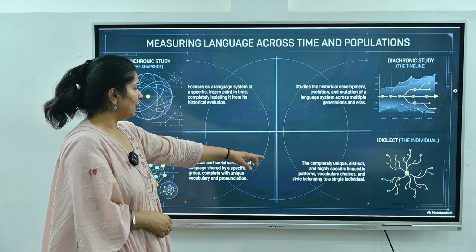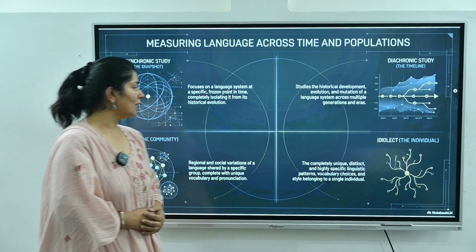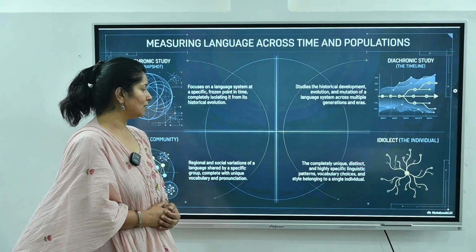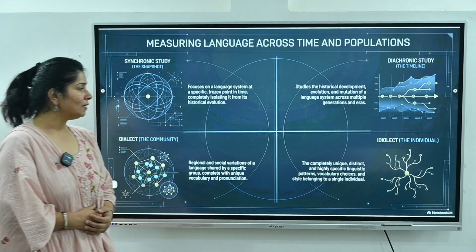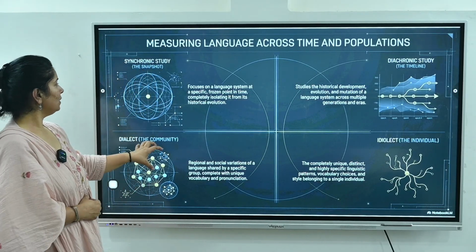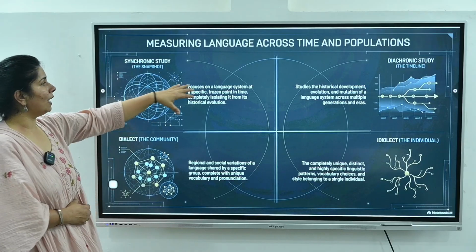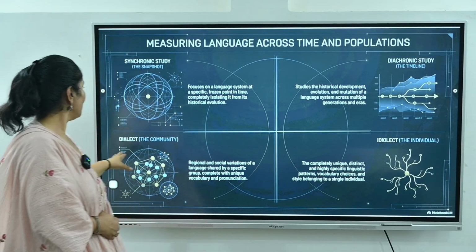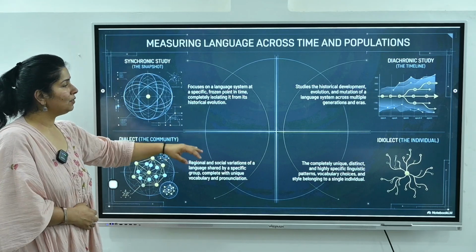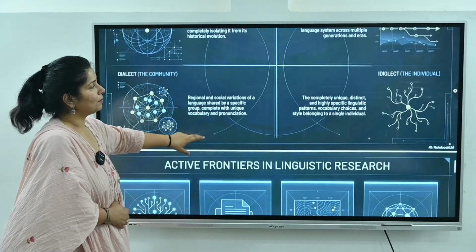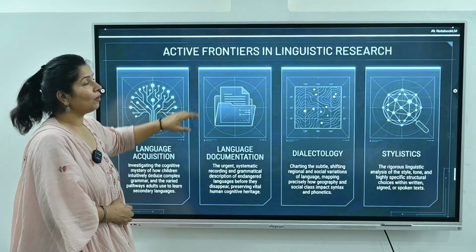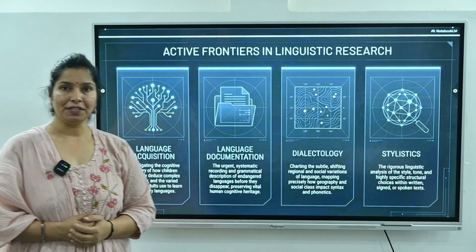And idiolect is the complete, unique, distinct, and highly specific linguistic patterns, vocabulary choices, and style belonging to a single individual. So this is the synchronic and diachronic study, the concepts of linguistics, and the dialect and idiolect concepts of linguistics. What if we talk about it from the viewpoint of research?